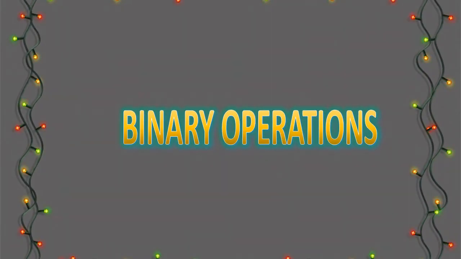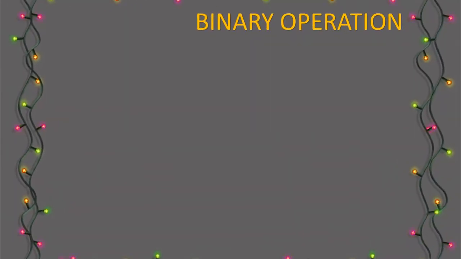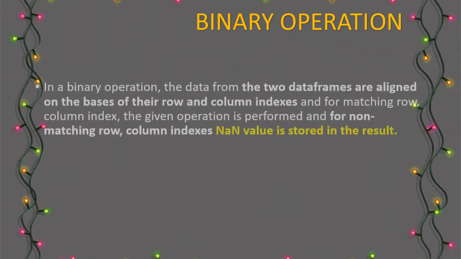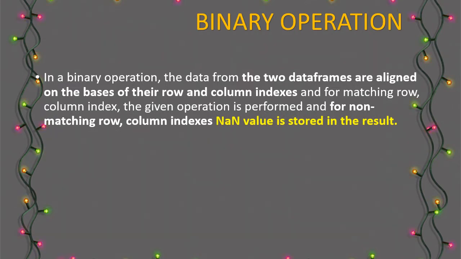Binary operations on data frames. Arithmetic operations: we can perform addition, subtraction, multiplication, and division. In data frames, the binary operations are performed on the basis of matched row and column indexes between two data frames. Suppose the row and column are unmatched, then the result will be not a number.